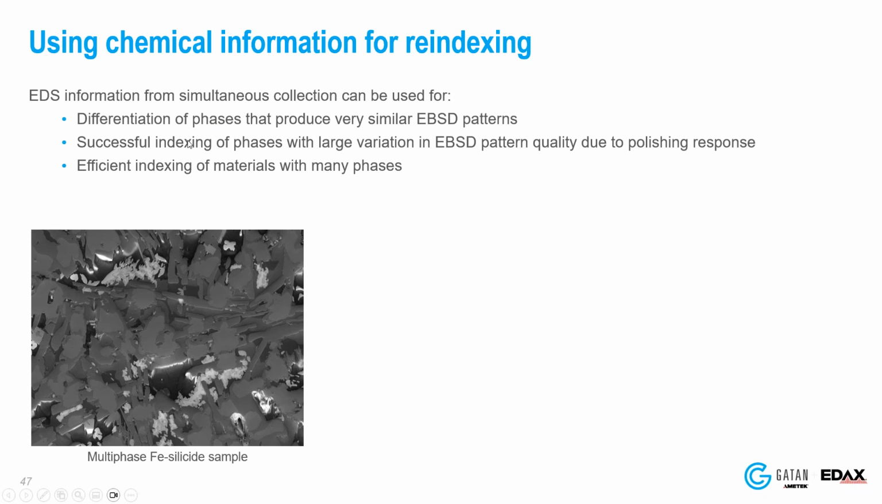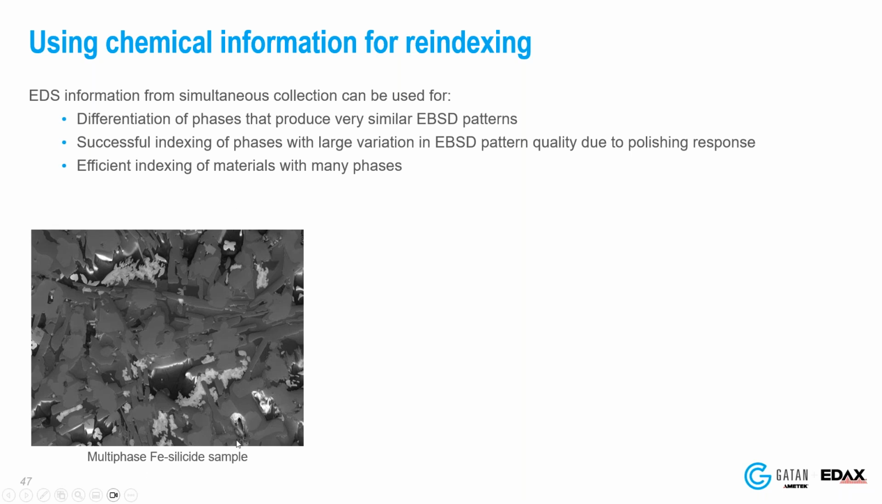But it also allows successful indexing where the phases have very strong difference in pattern quality. With polishing, some phases will polish really well, give beautiful patterns. Other phases may not polish as well under the same conditions and give very poor patterns. And when you then try to fit every phase to all the pixels, you will get a lot of misindexing in those phases. And you can use EDS to improve that. That allows for efficient indexing of multi-phase samples.